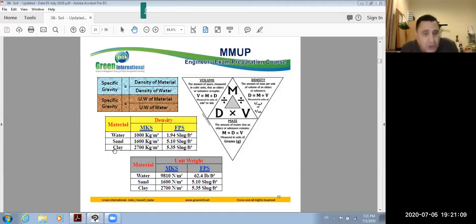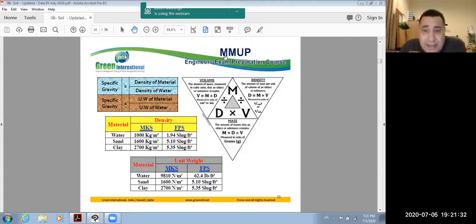Just focus on water, because he will not give you the units for density. If the problems in your exam have some information to extract, like unit weight or something, he will never give you the density of water. He will not give it to you, so you are going to memorize it.